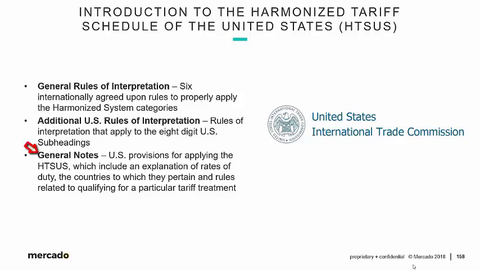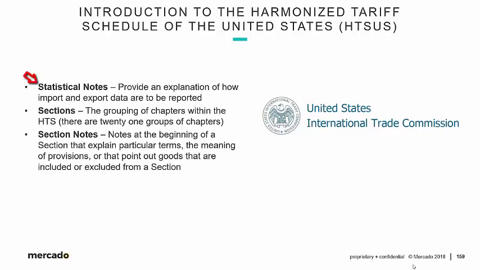General notes, that we will see in some detail, are U.S. provisions for applying the HTS US, which include explanations on things like rates of duty, the countries to which they pertain, and rules related to qualifying for a particular tariff treatment. In other words, the rate of duty specific to a classified product, the country of origin, and any preferential duty programs or free trade agreements that a product might be a beneficiary of. We'll see all of them. Statistical notes, we won't focus too much on this, but they do provide an explanation of how import and export data are to be reported.